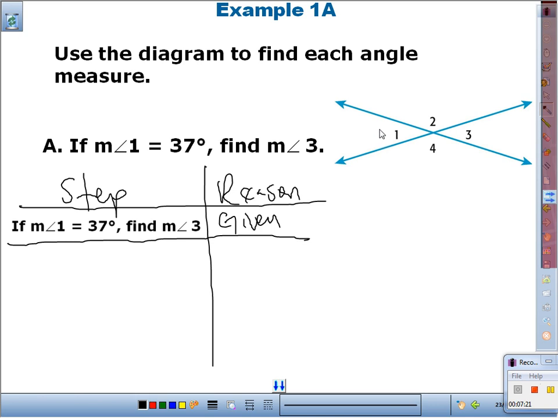angle 3. Look up to the screen. Angle 1 and angle 3. Tell your neighbor what kind of definition you know for those angles, please. What definition do we know that's going to help us solve this problem? Let's see, help me out. Jerry, go. Does that help us solve the problem?